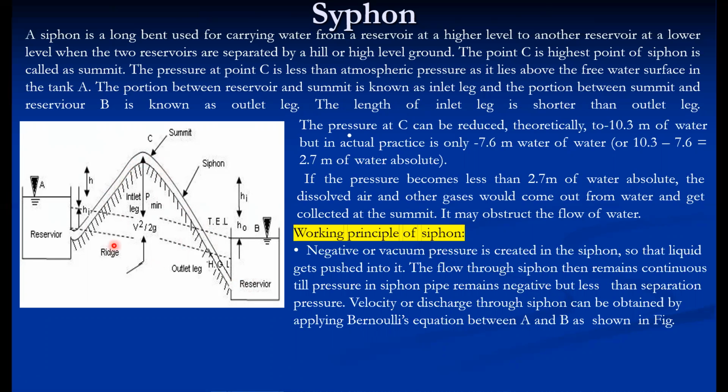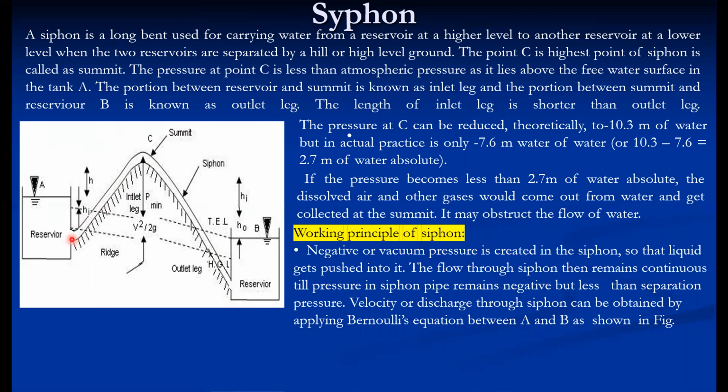Now, in order to analyze this particular siphon, we have to apply Bernoulli's equation, because this is again an application of Bernoulli's equation. Analysis of siphon piping means calculating the geometric parameters, such as the length or diameter: what should be the length of this inlet leg, what should be this elevation, what pressure should be there, then what is the discharge through the piping, and what should be the diameter. All these parameters we can analyze.